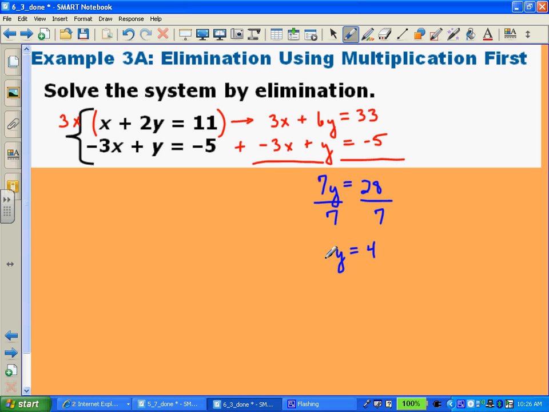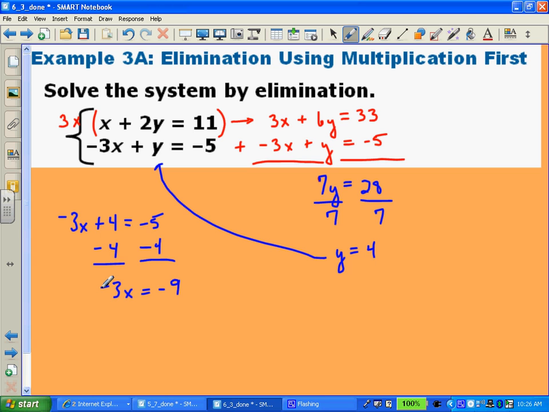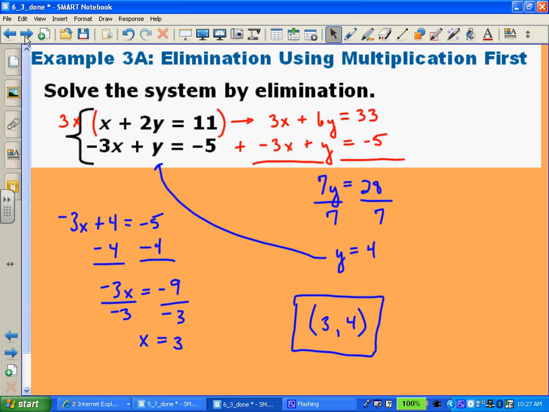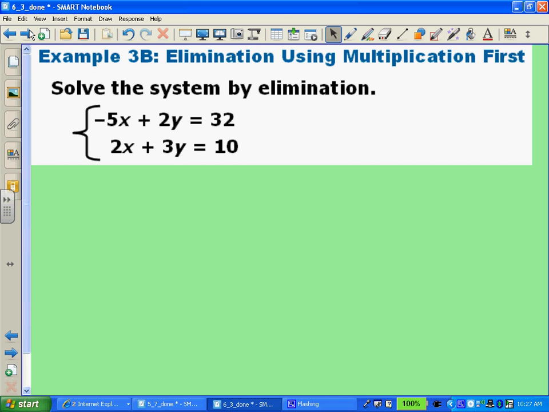Then I can take this and plug it back into one of my original equations. So negative 3x plus 4 equals negative 5. Subtract 4, so we get negative 3x equals negative 9. Divide by negative 3, so x is 3. So my solution is the ordered pair 3, 4. Again, I would want to check this to make sure that it works, and yep, I think it does. So 3, 4. Okay, let's look at another one here.